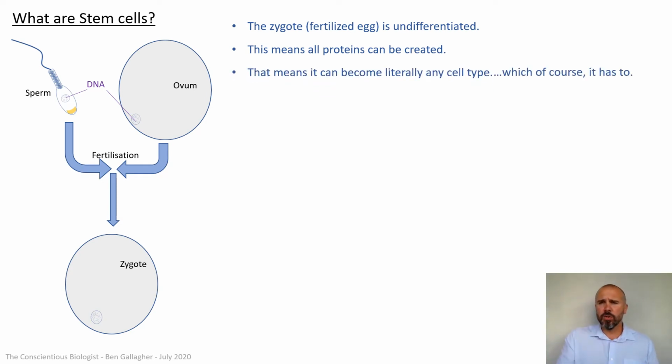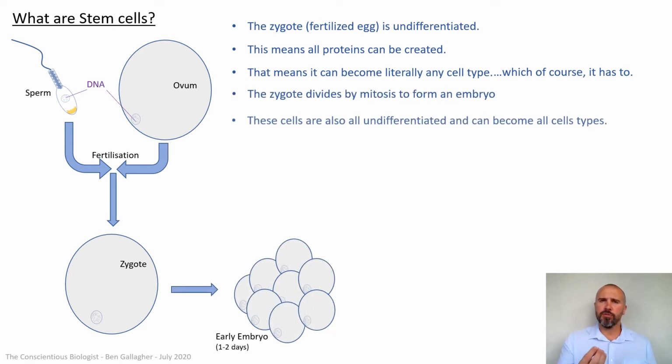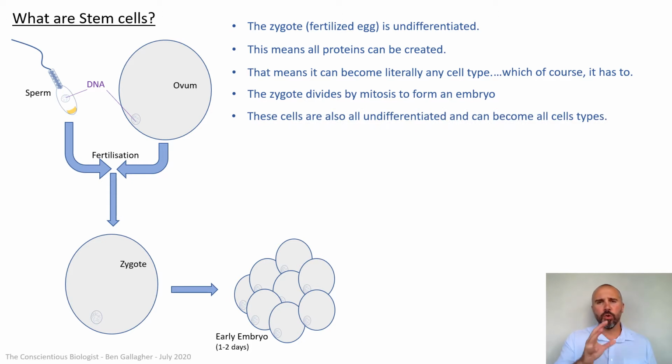Of course, that means it can become literally any cell type, but of course it has to, because every single cell in your body came from that one original zygote. So that one becomes everything. So that's a necessity. Now, that zygote is going to divide by mitosis to form the early embryo. And at 1 or 2 days, you've just got a small cluster of cells that is the embryo. It's an embryo as soon as there's kind of multiple cells.